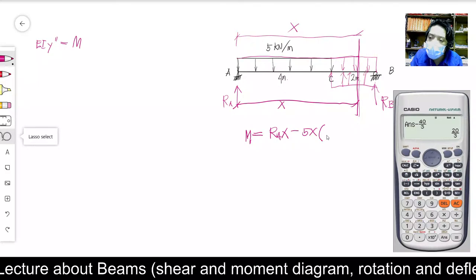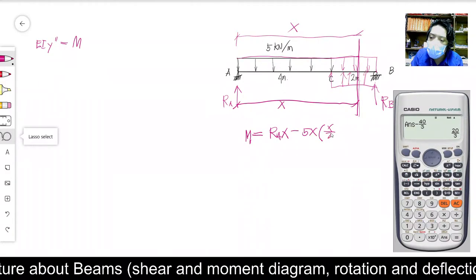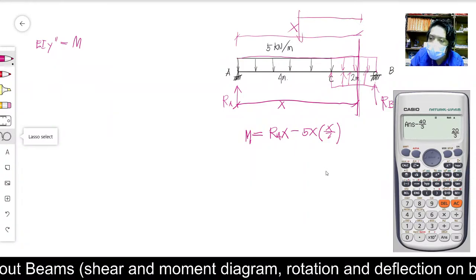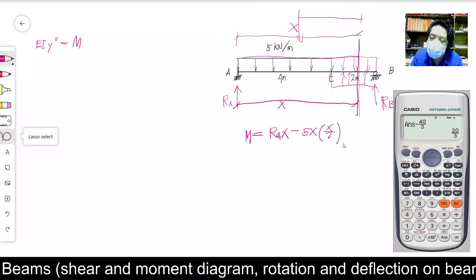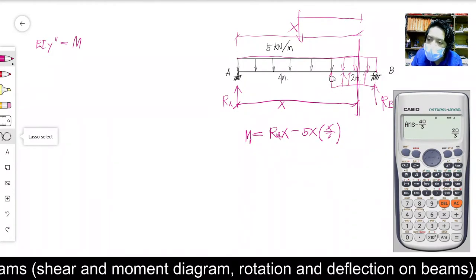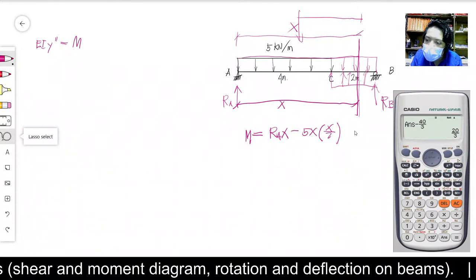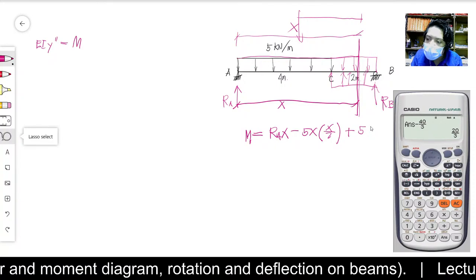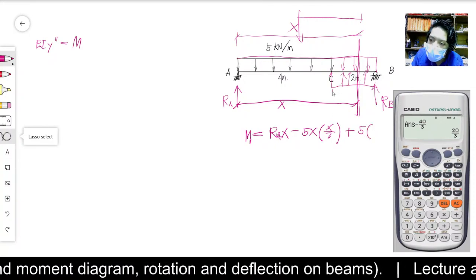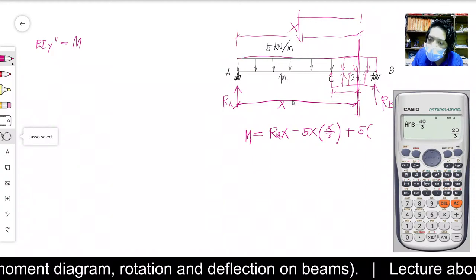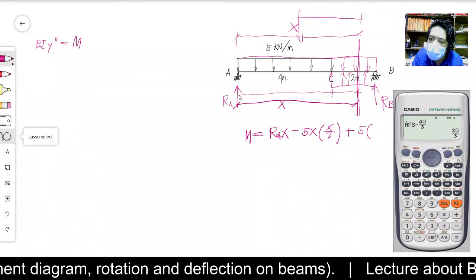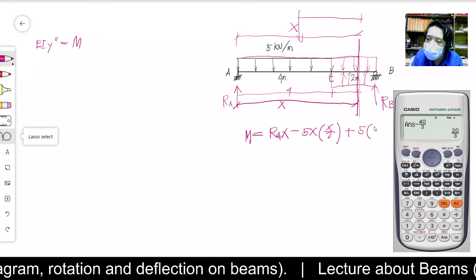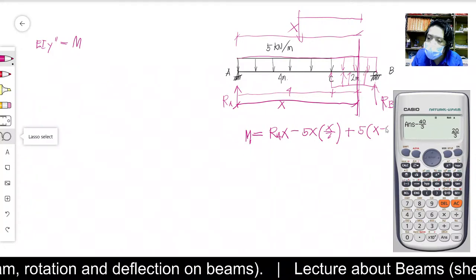Since we are computing moment, times x over 2, because this distance is x over 2. So 5 times x over 2. Then there is the upward load, plus the same magnitude, 5 times its distance, which is x minus 4 because this distance is 4. So that is 5 times x minus 4.